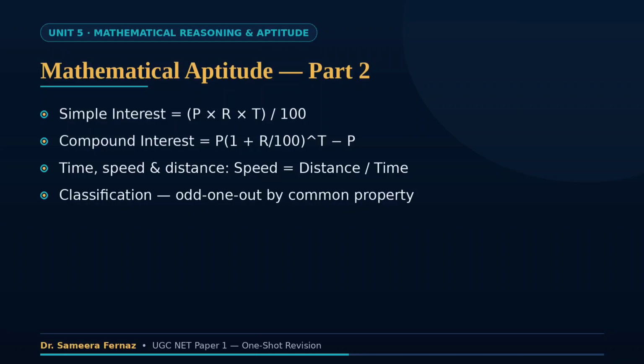Next part, mathematical aptitude part 2. A few formulas to lock in. Simple interest equals P into R into T divided by 100. Compound interest grows on itself every year. Speed equals distance divided by time. And in classification, just find the odd one out that breaks the common pattern.